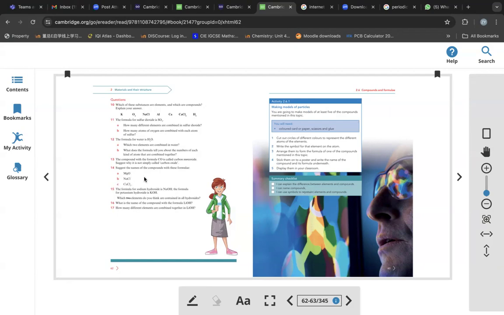B. Sodium chloride. C. Calcium chloride. Correct. In this case, we don't call it calcium dichloride because this is metal and non-metal. Understand? Okay, come. How about 15?